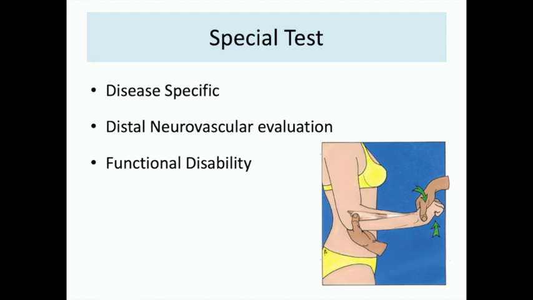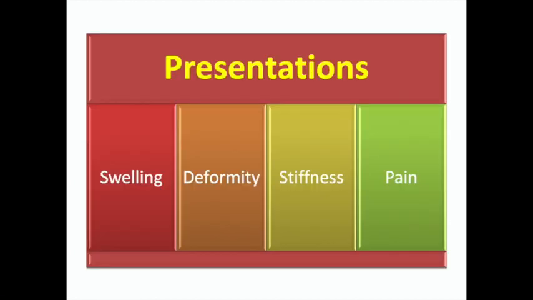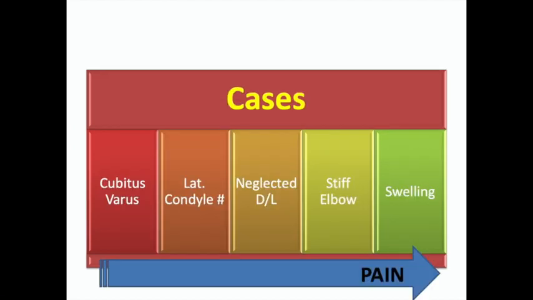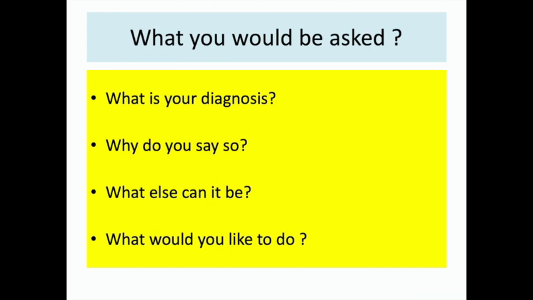So concluding with the last three slides, the presentation in an elbow case would be few like swelling, deformity, stiffness, and pain. The classical cases are going to be cubitus varus, lateral condyle fracture neglected, neglected elbow dislocation, a stiff elbow, or a swelling, painless or painful around the elbow. So these are the cases around which the exam would be conducted. And remember, in a short case, the questions are standard. You need to rehearse the answers of these questions before coming up for a viva.